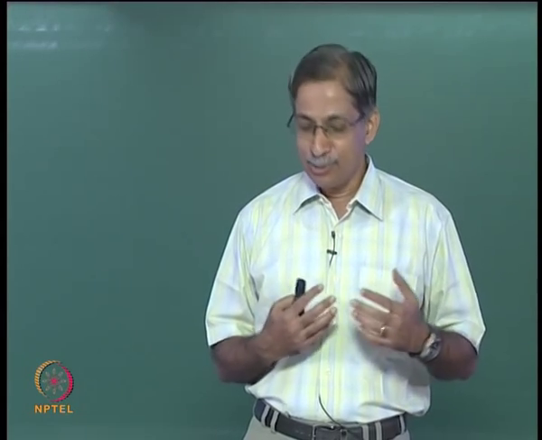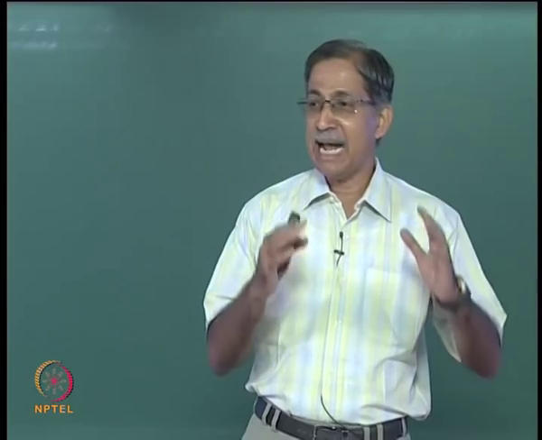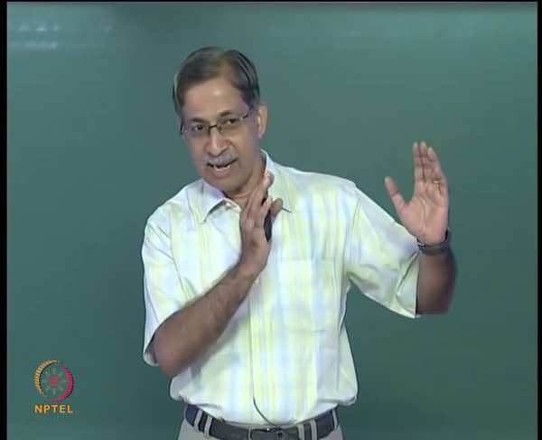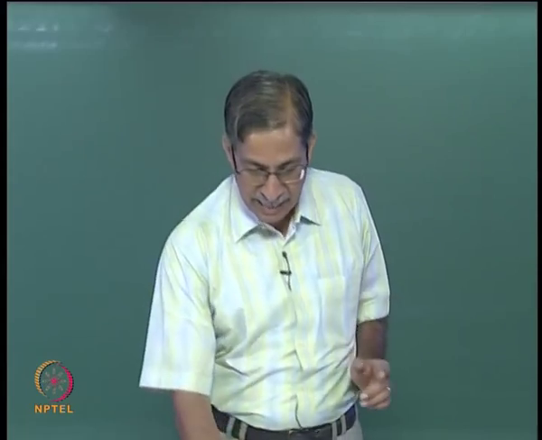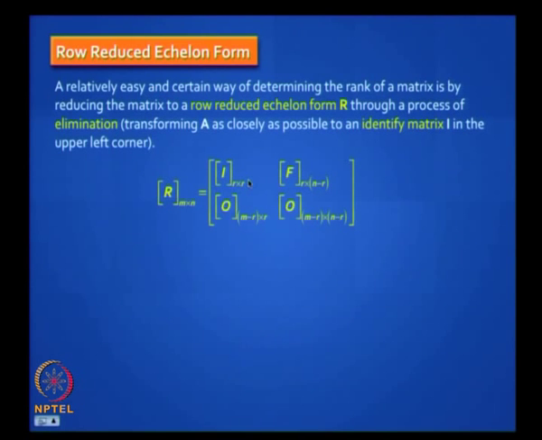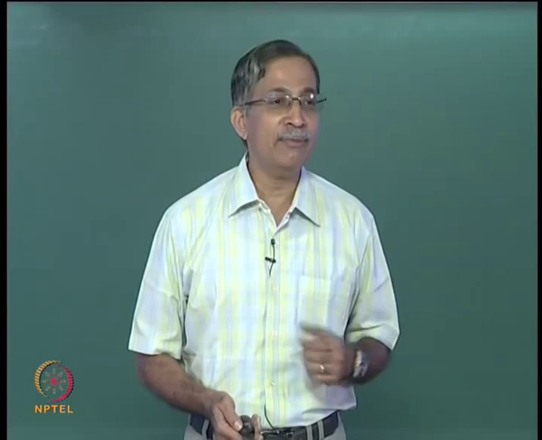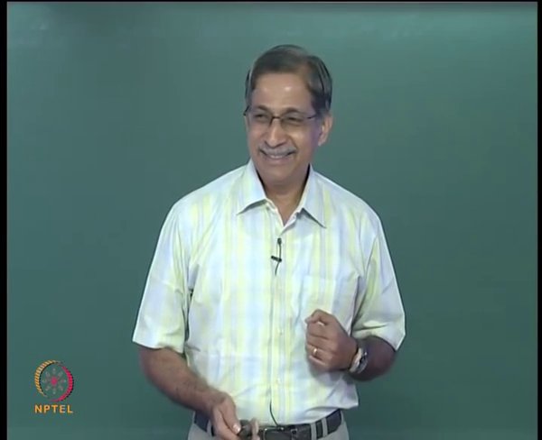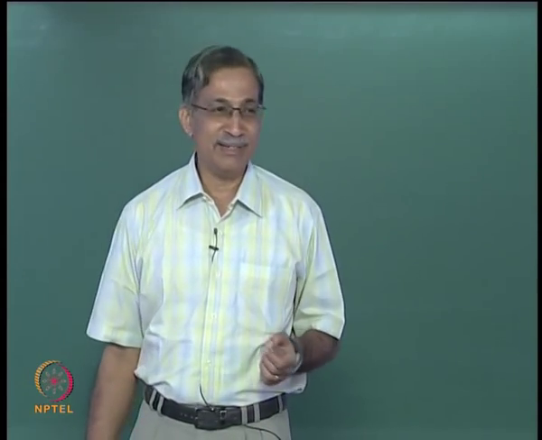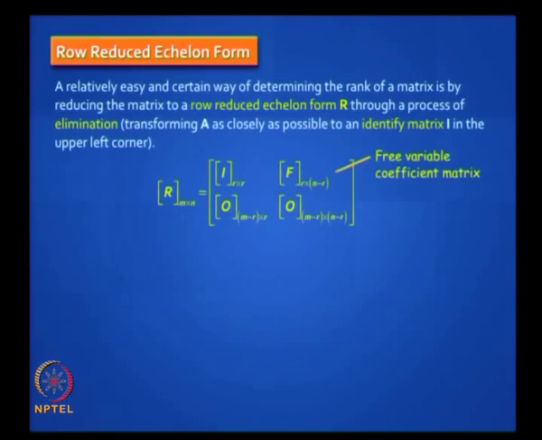But the idea is, you do them so that you can get an identity matrix in the left hand uppermost corner. So you get an I matrix there, and the idea is to get 0 below. So you can always reduce R to this form where you have null matrices at the bottom, identity matrix at the top left corner, and you will get some matrix F. What is F called? It has a name. Those who said you know everything, please answer. F is called the free variable coefficient matrix. Why is it called that? Let's see. It's very interesting.